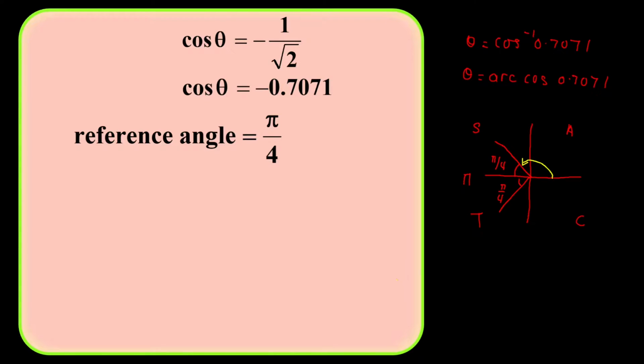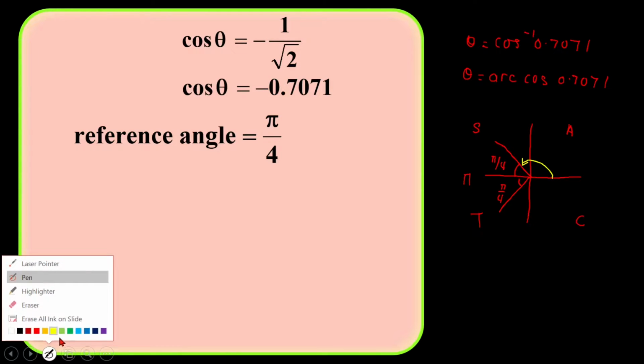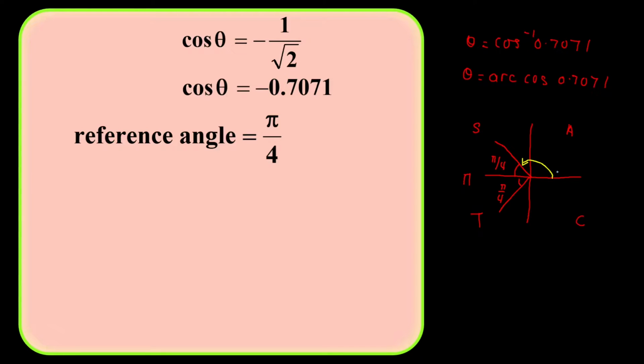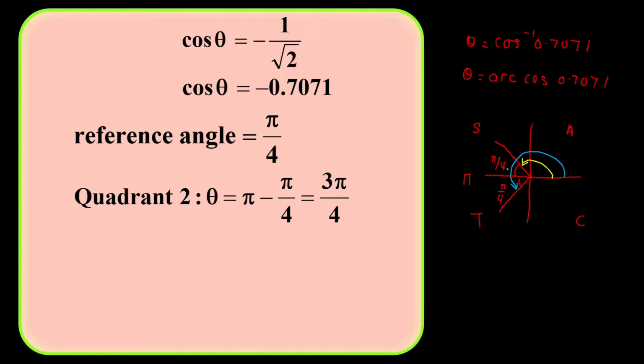And for the second answer, we will need the angle from 0 here until this part here. Okay, so for the second quadrant, we will need to take pi minus this part. We will take pi and we will minus pi over 4. So we will get 3 pi over 4.